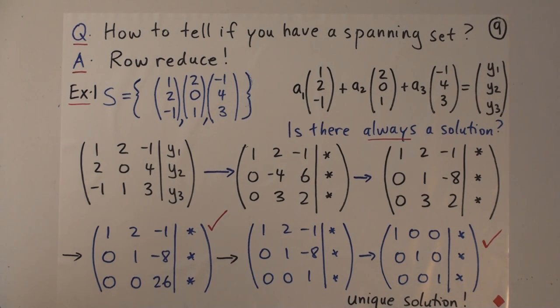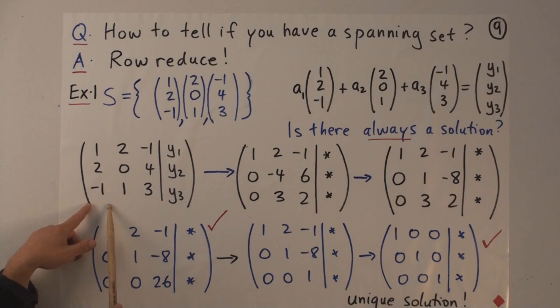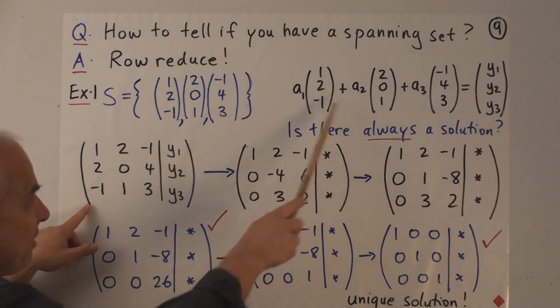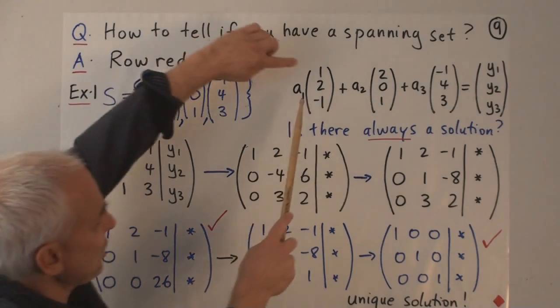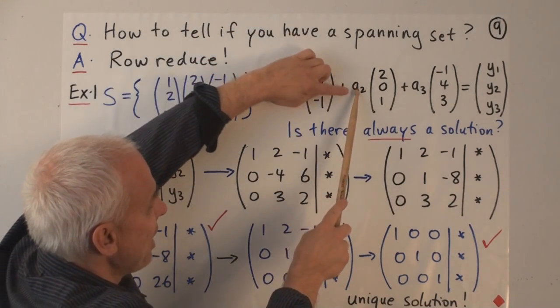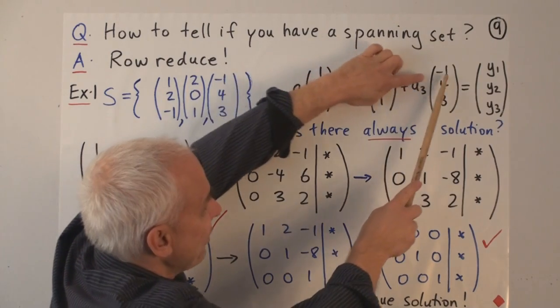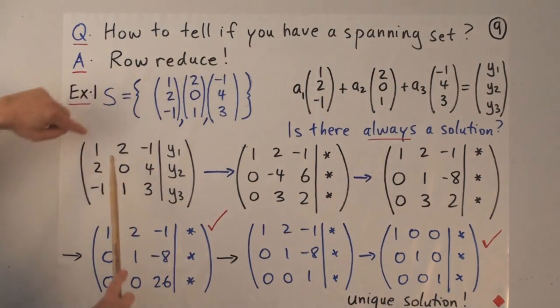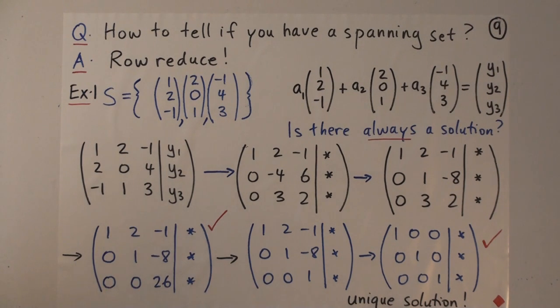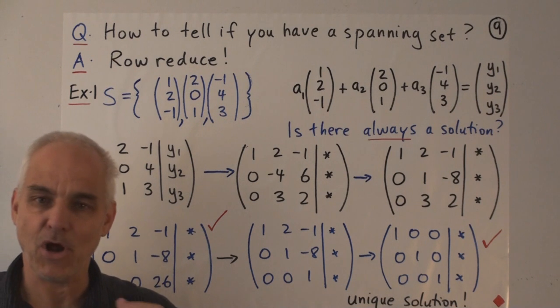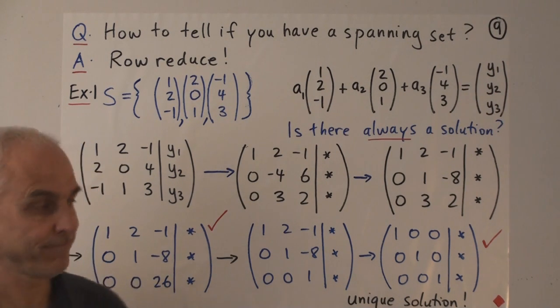Well, we write down the augmented matrix. The augmented matrix is this one here, where this matrix on the left-hand side is just these three column vectors put together. Because the first equation, for example, is A1 times 1 plus A2 times 2 plus A3 times minus 1 equals Y1. So the coordinates are 1, 2, minus 1, Y1 on the right. So this is the matrix that we have to row reduce, and we want to know, is there always a solution?